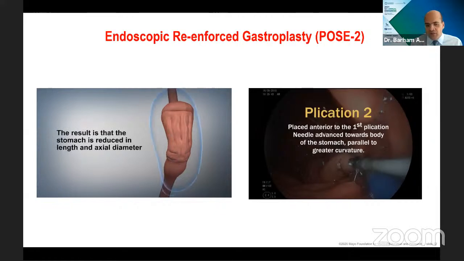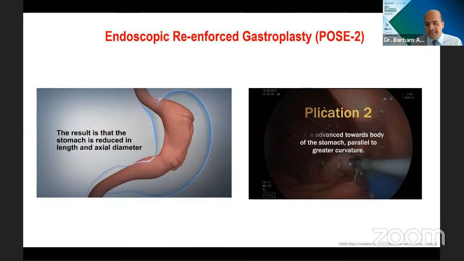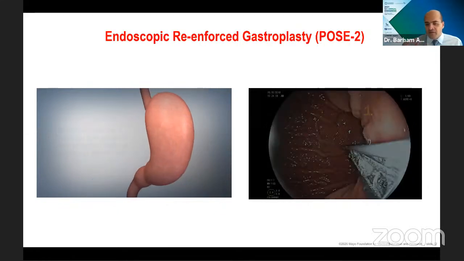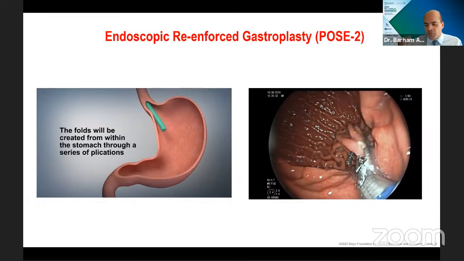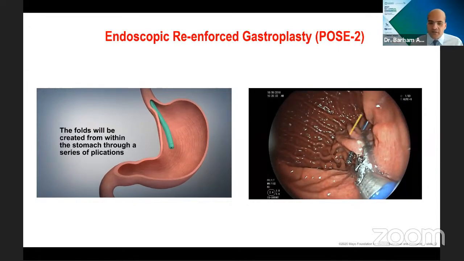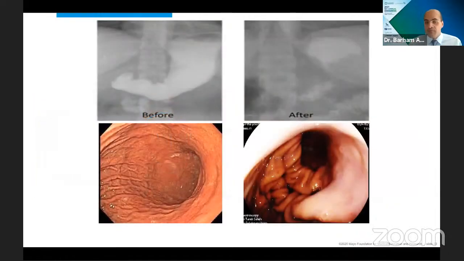It's a very easy procedure to teach because it's very reproducible as far as the plication configuration. And you could see when we place the plications along the greater curvature, what we're doing is tubularizing and shortening the greater curvature of the stomach. And this is what results.